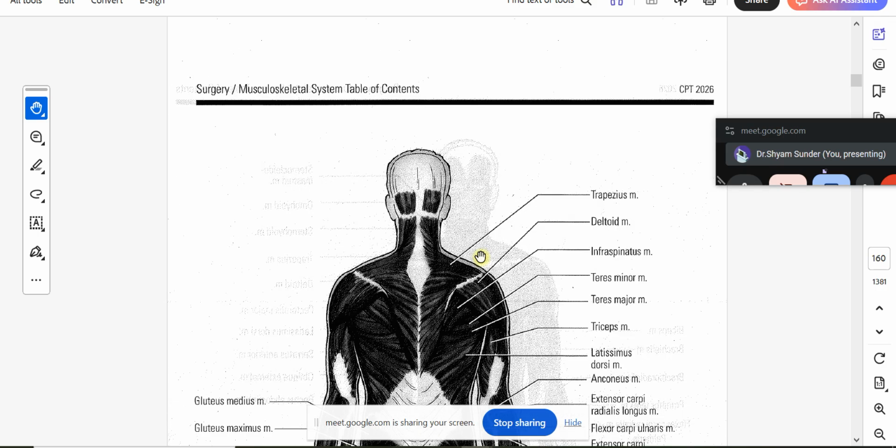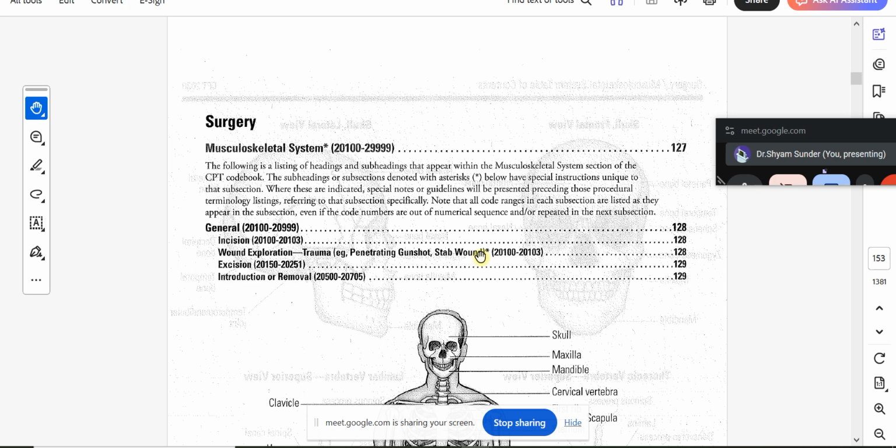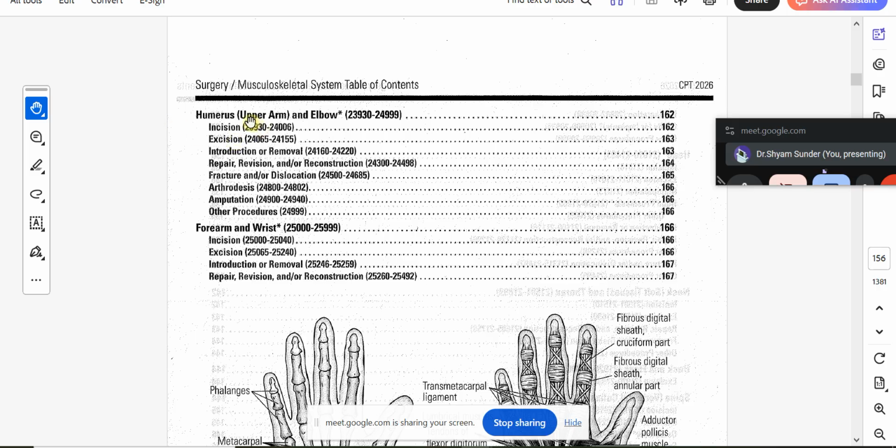So what are the steps? First thing, we have to go to the general section. If you don't find it in the general section, you have to go to the upper arm section, or vice versa. You can directly go to the arm section. If you don't find it there, you can come to the general section, right? So for your convenience, let us go to the upper arm.